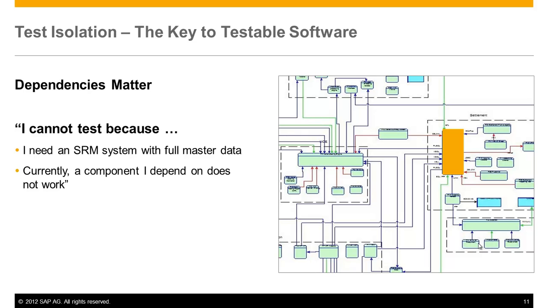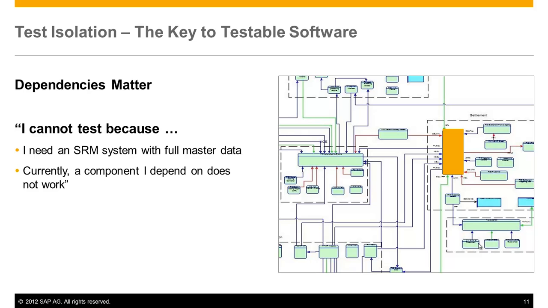Now, another key topic is really test isolation, which is the key to testable software. Just imagine you're responsible for that orange box on the right-hand side, and you're supposed to test this, but you're depending on all these other components that have to behave a certain way or need certain master data or need this and that setup so that you can test your component. Now, you can imagine that your tests become very expensive if you, for instance, have to set up an SRM system with master data or another system that does workflow and have huge system setups, so that you can really run through all your cases, so to speak, and these become very expensive.